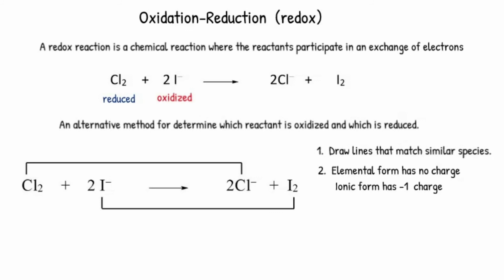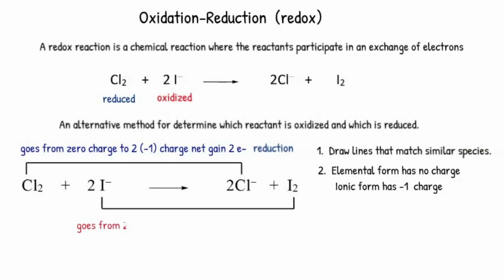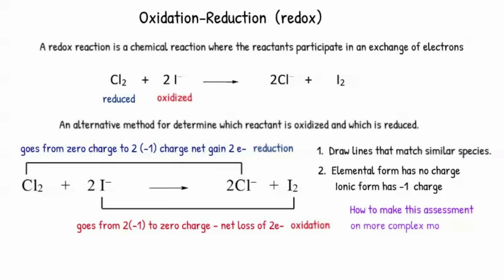So chlorine, going to the chloride ion, goes from a 0 charge to -1 times 2, because there are 2 chlorides, for a net gain of 2 electrons. Because it gains electrons, this is a reduction. For the reactant iodide, I-, going to iodine, I2, it goes from -1 times 2, because there are 2 iodides, to a 0 charge. There is a net loss of 2 electrons, and a loss of electrons is oxidation. To make this assessment on complex molecules, we'll need to determine how to assign oxidation numbers.